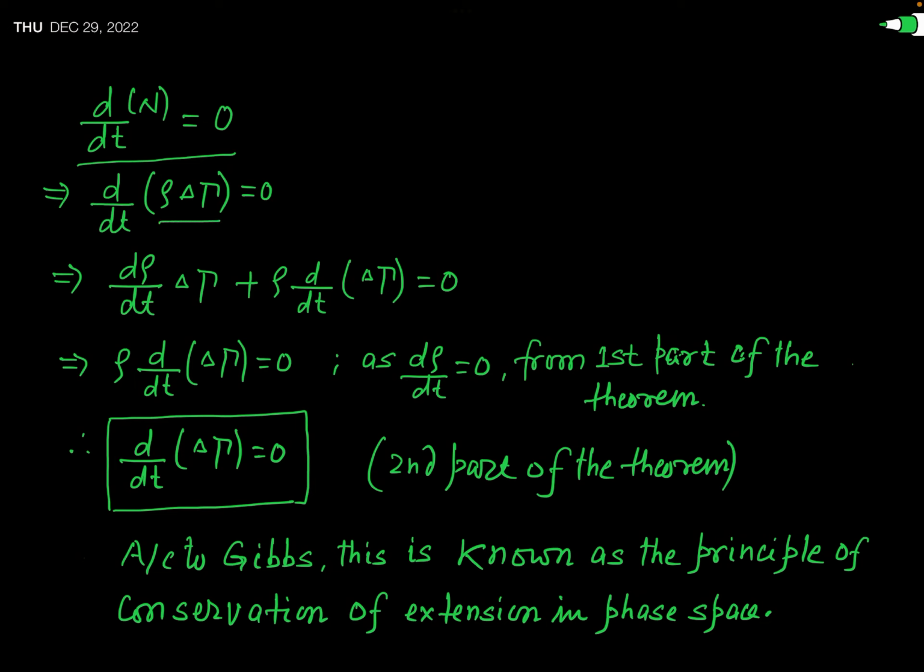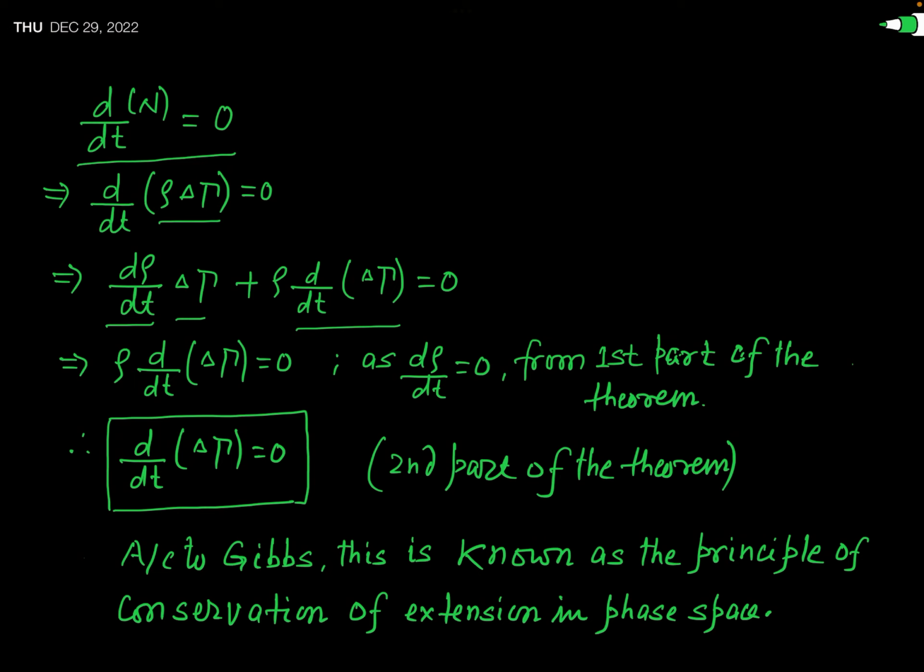But n is equal to rho times delta gamma. Here we allow both rho and delta gamma to vary. It means the shape of the boundary of the phase space is getting changed. So you can write this derivative like this: d rho by dt times delta gamma plus rho times d/dt of delta gamma, and that is equal to 0.